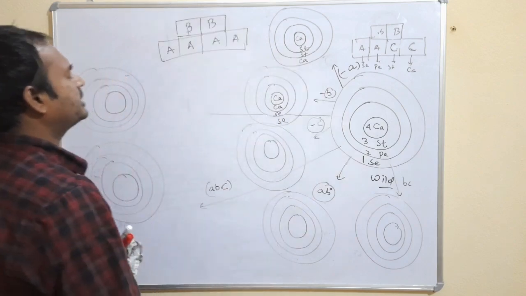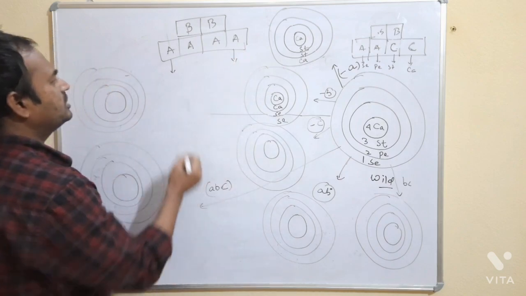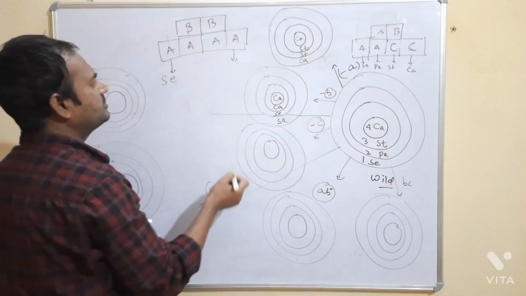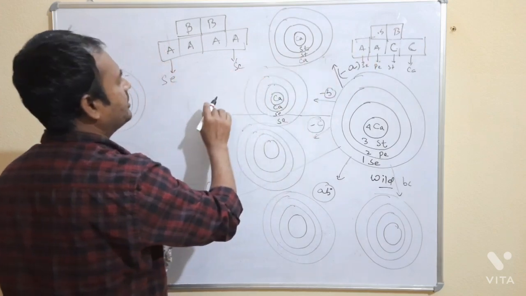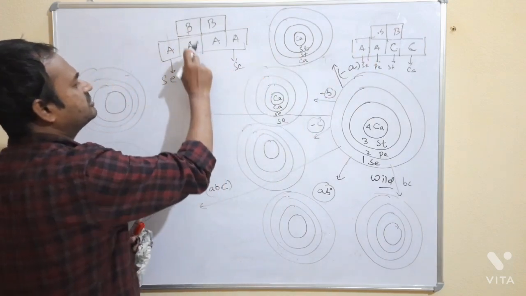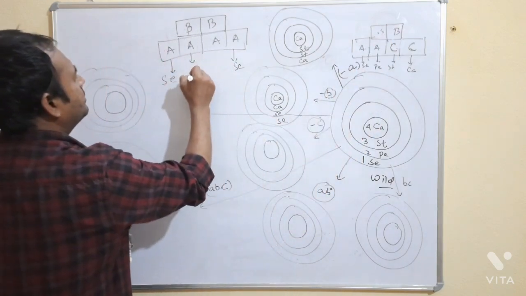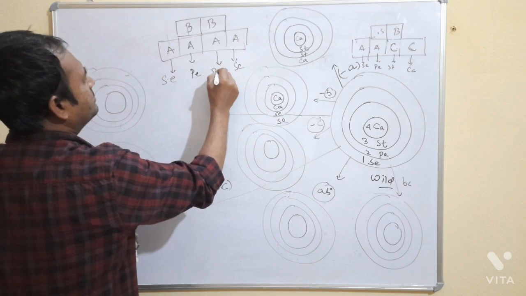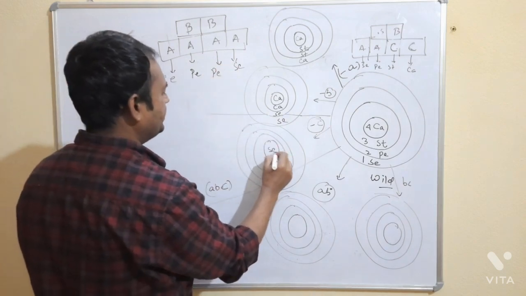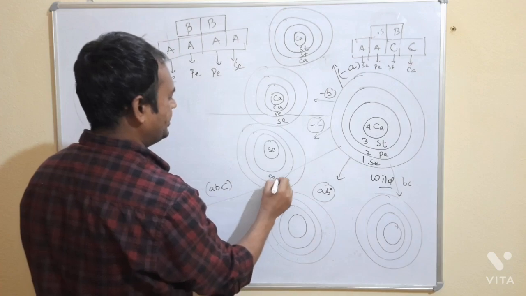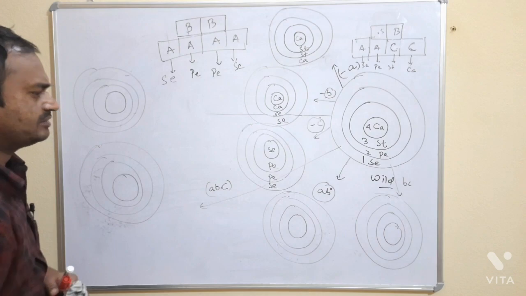Let us take an example. A and A: A will be responsible for the formation of the sepal, and again A will be responsible for the formation of sepal. Now let us take AB. What is the function of AB? AB is the petal, and this is the petal. So the arrangement will be sepal, petal, petal. This is quite simple.